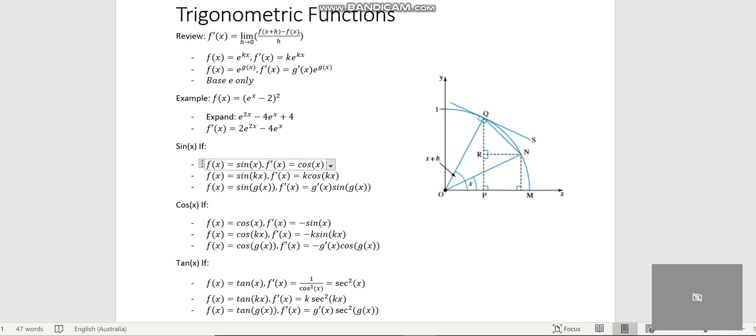The derivative of tan kx is k sec squared kx. And for tan of g of x, f dash of x is g dash of x sec squared g of x. I know that's already a lot of rules, but these are the main rules you need to remember for the differentiation of the trigonometric and exponential functions.